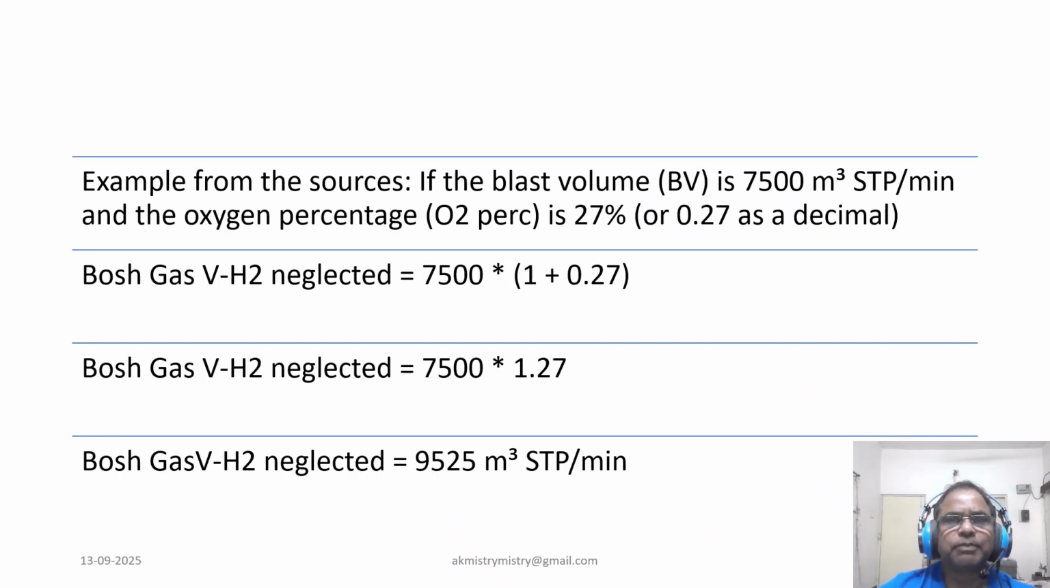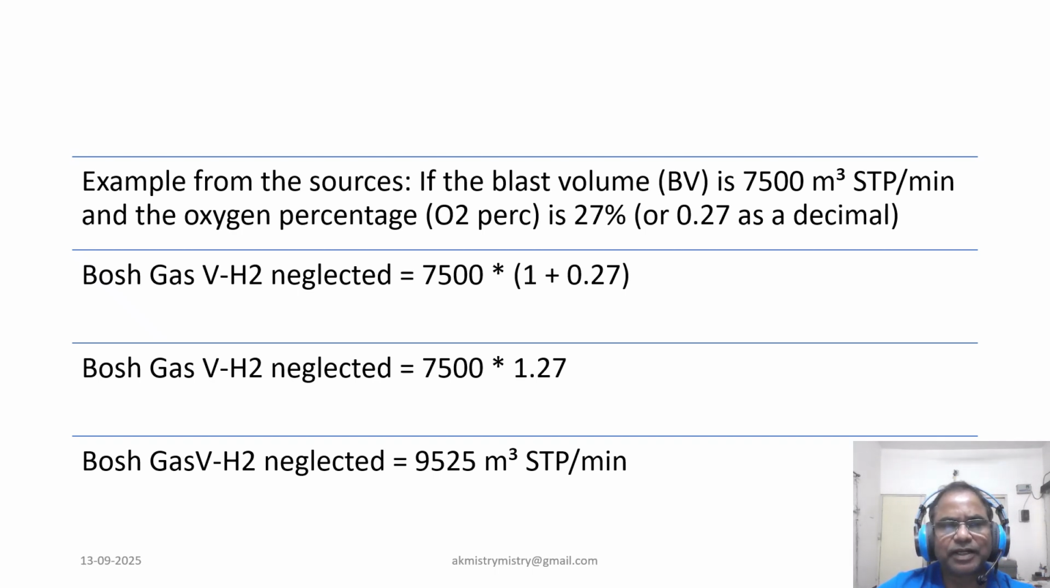A shortcut formula and a practical example can also be established. Finally, see how these steps compress into a neat formula: Bosch gas volume is equal to blast volume multiplied by 1 plus oxygen percentage as a decimal. Plugging in our values, 7500 multiplied by 1 plus 0.27 gives 7500 multiplied by 1.27, which gives 9525 meter cube per minute, matching our earlier result. So this shortcut is useful for rapid calculation and operational checks.